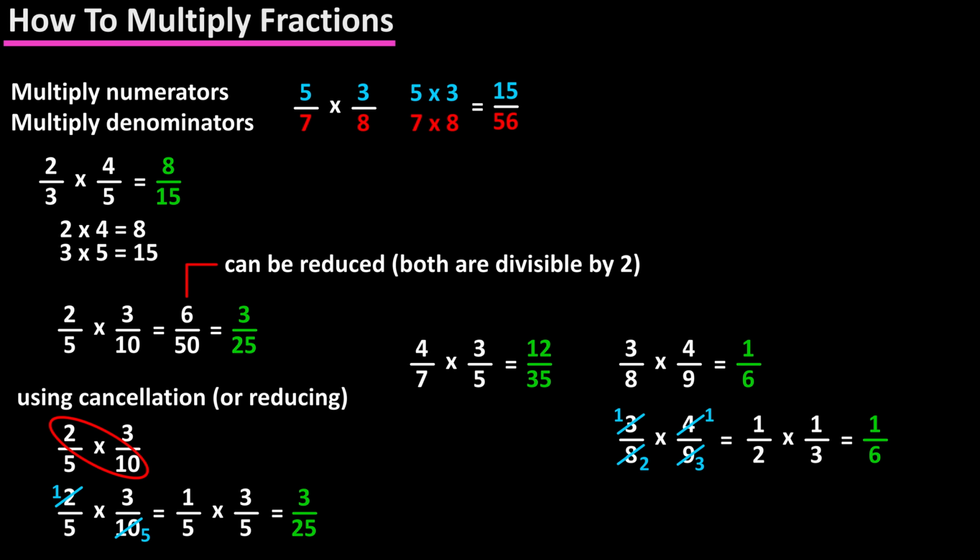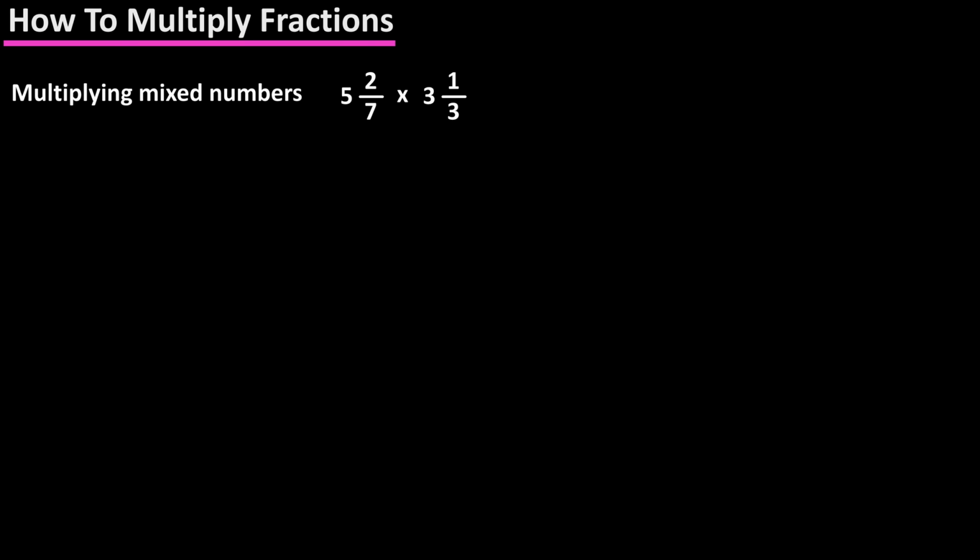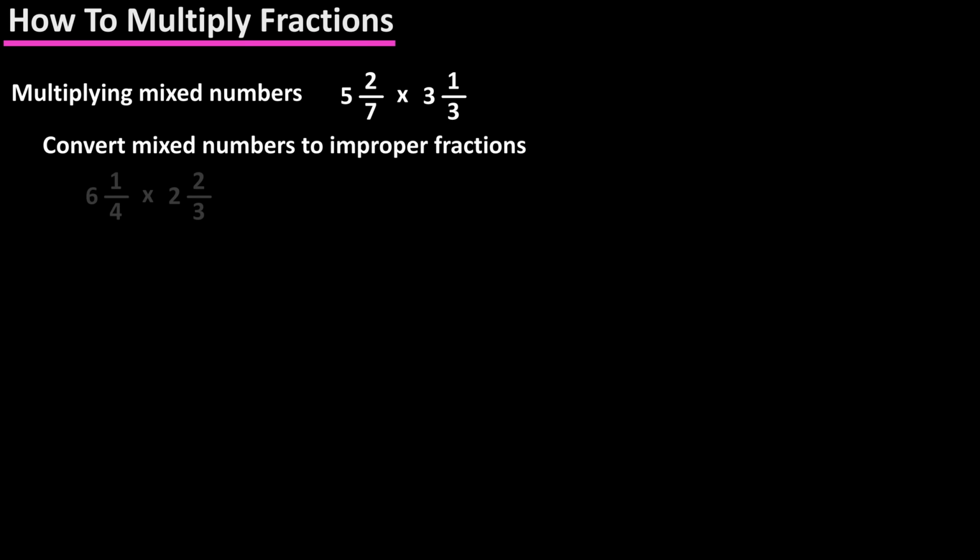The other multiplication problems you may come across involve mixed numbers, which have a whole number with a fraction. In order to multiply these, you need to first convert the mixed numbers to improper fractions, that is, fractions that have numerators that are greater than or equal to denominators. For instance, 6 and 1 over 4 times 2 and 2 over 3.